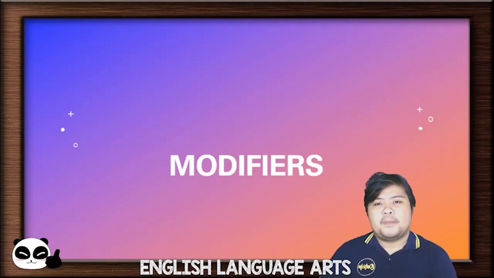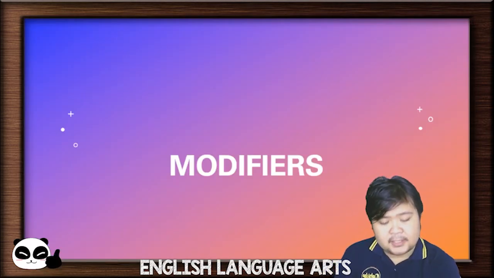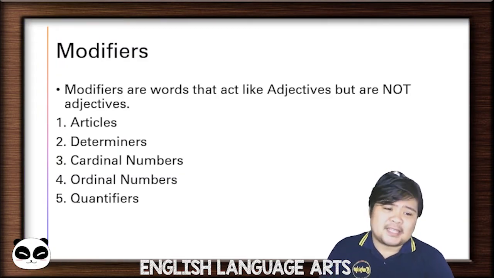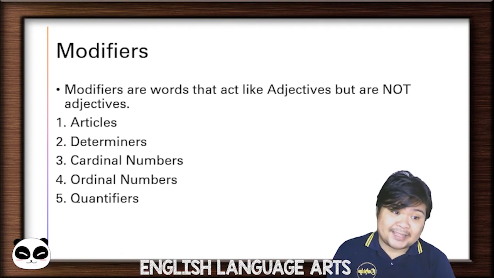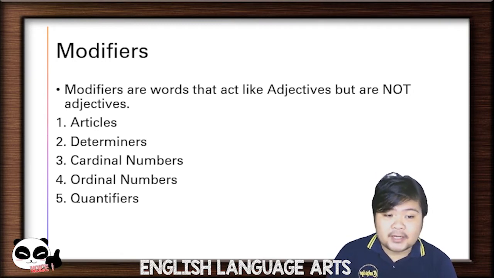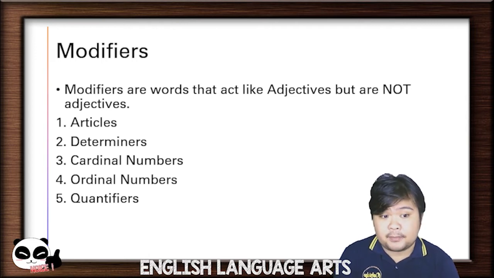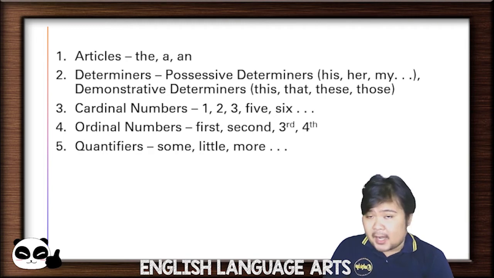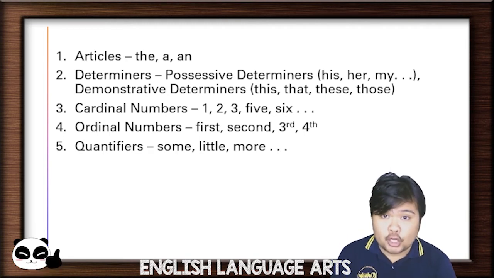Now, what about modifiers? What are modifiers? We mentioned them quite a lot already. Determiners, modifiers, what are they? Basically, class, modifiers are words that act like adjectives but are not adjectives. You have 5 different kinds. You have articles, determiners, cardinal numbers, ordinal numbers, and then quantifiers. Articles, basically, these are the words the, a, or an. The dog. The word the acts like an adjective. It describes the word dog, but it's not an adjective.